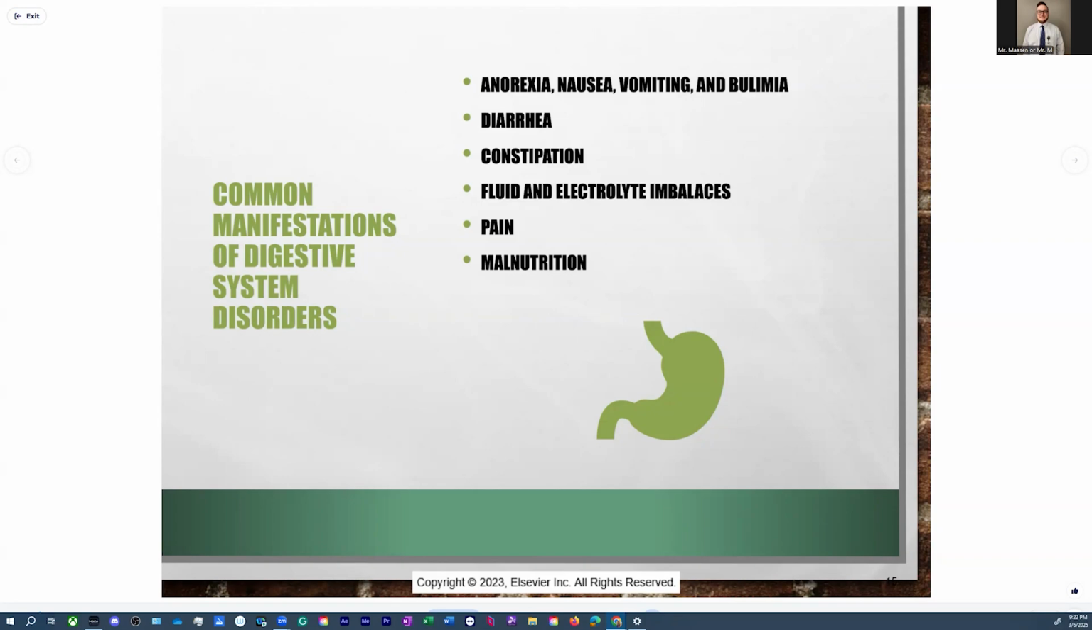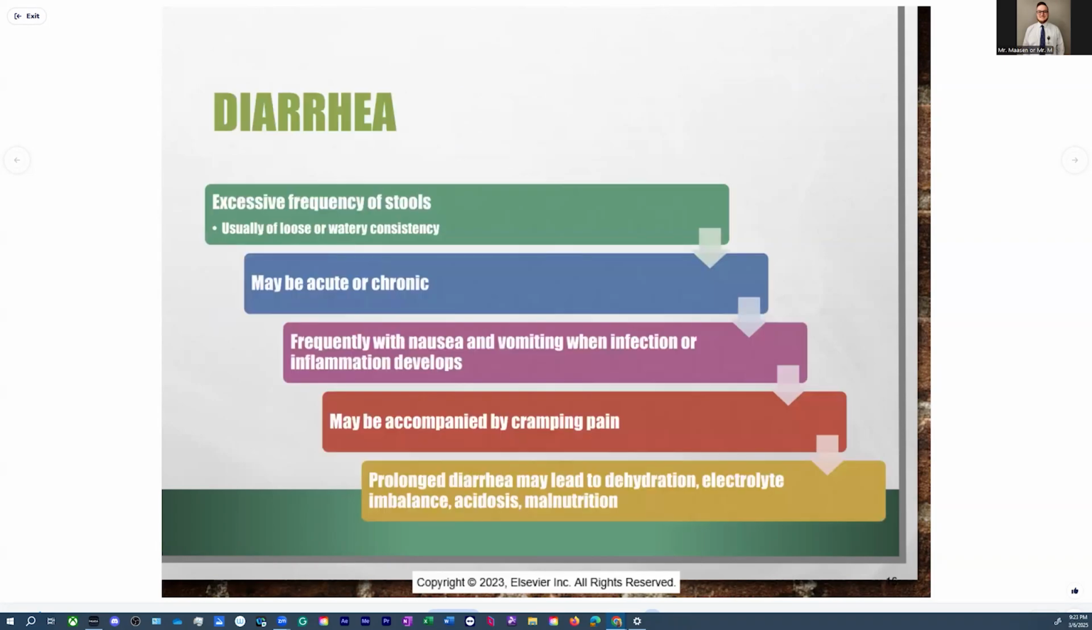abdominal cramps and pain, malnutrition, and then obviously, especially because our large intestine plays a decent role in fluid and electrolyte maintenance, imbalances could happen definitely in the cases of diarrhea. For sure, with diarrhea, you can always think of fluid and electrolyte imbalances following that.